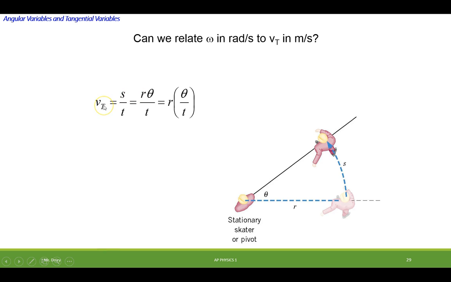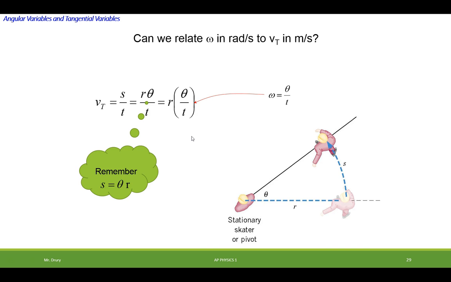Now we know that velocity tangential, or regular velocity, is equal to distance over time. But we also know that this distance, the arc length, is equal to theta times r. So then we can actually isolate theta over t, and we know that that is angular speed. So now we can actually have an expression for velocity tangential. Velocity tangential would equal r times omega. Now the omega has to be in radians per second, and just as we noted before, it does vary directly with how far out you are. So the further out you are, the greater the tangential speed. Okay?